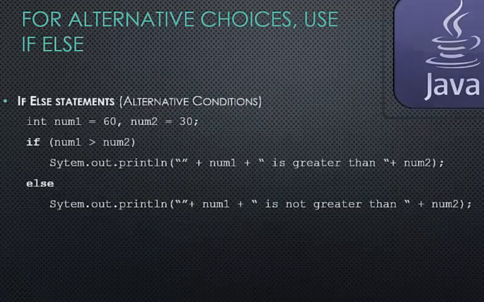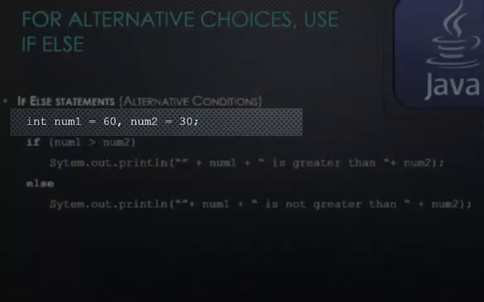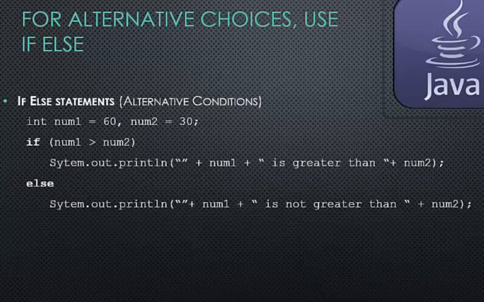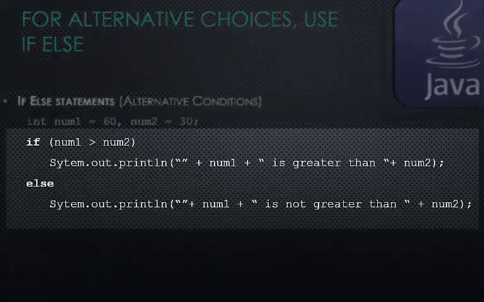Here is another if-else statement. We have two integers, num1 and num2, declared, and have initial values of 60 and 30. This if statement compares num1 to num2. It asks the question, is num1 greater than num2?